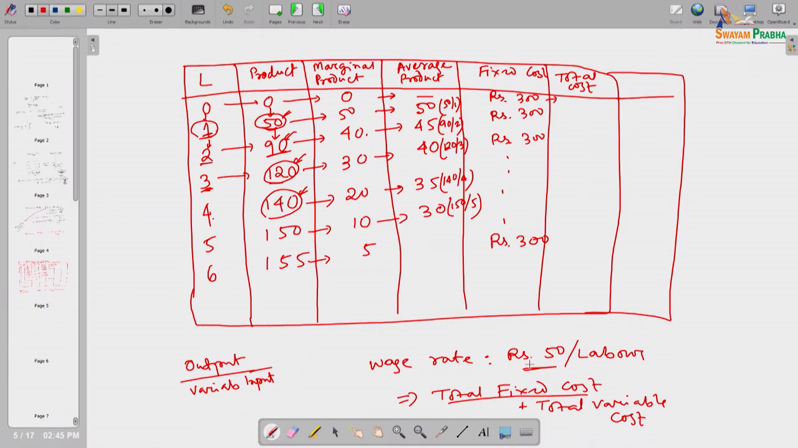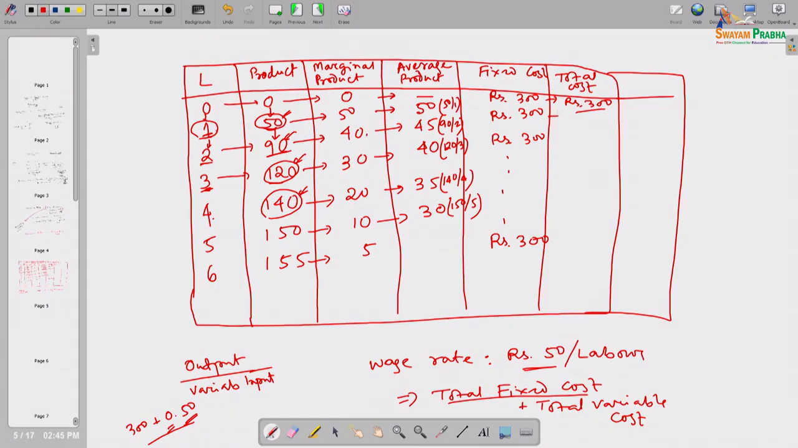So, total cost will be what? Look at here, total cost is rupees 300 even when you are not producing anything, because the fixed factor you have to pay, the rent for this room you have to pay. But you are not hiring any labor. So, your total cost that time is 300 plus 0 into rupees 50. Rupees 50 is the wage rate for labor and 0 labor you are hiring, that is why 300. So, total cost for first unit 300.